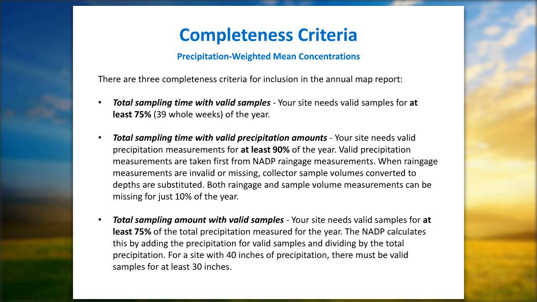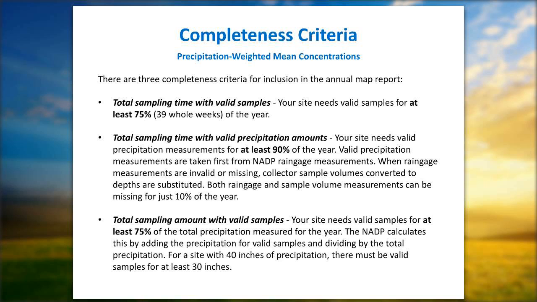The last one, criterion 3, is similar to the first one. We're looking at the total volume or the total precip depth of the year that's represented by valid samples. In other words, we need 75% of the precip that fell at your site to be represented by valid samples. So if you have, on average, about 40 inches of precipitation at your site for the year, we need valid samples representing at least 30 inches of that. So that's the criteria there. There's more details on the NADP website, or as always, call us with questions. But you can see these completeness criteria if you download your data online off the website.